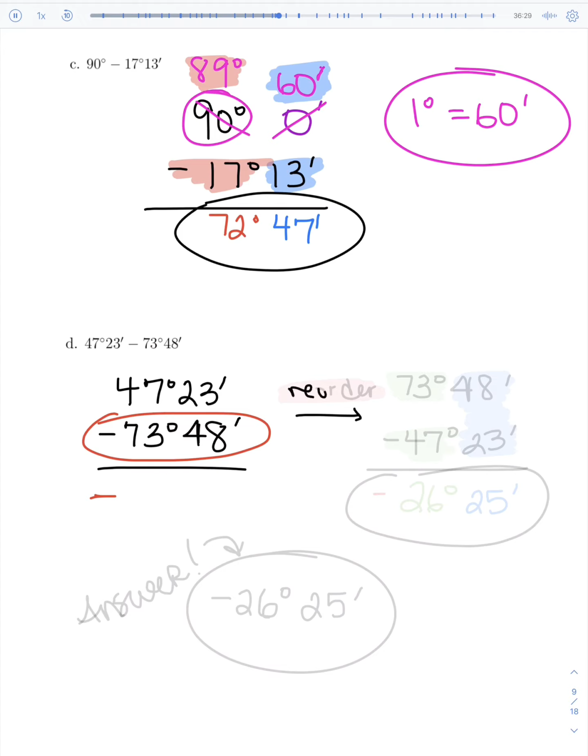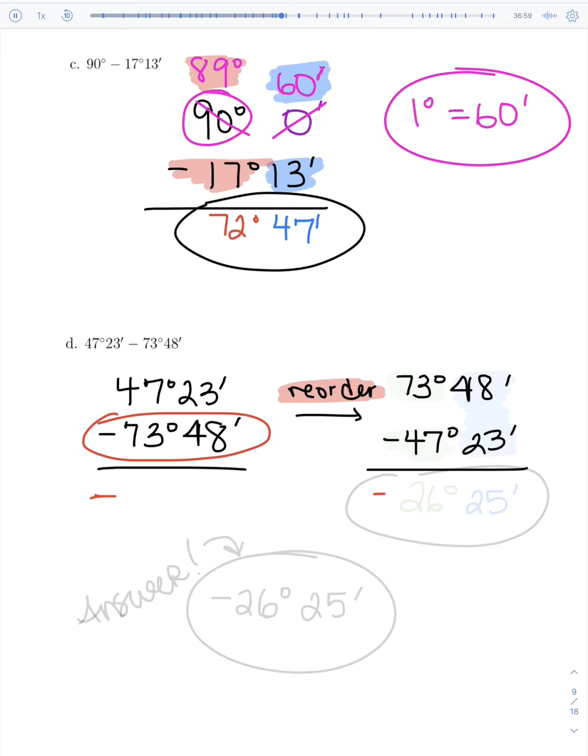We're going to reorder this one so that the bigger number's on top, the 73 degrees and 48 minutes, and we're still going to subtract the other one, the 47 degrees and 23 minutes. In order to actually justify reordering it, we have to say that we know our answer is already going to be the same, just it's going to be negative. Then I can subtract normally.